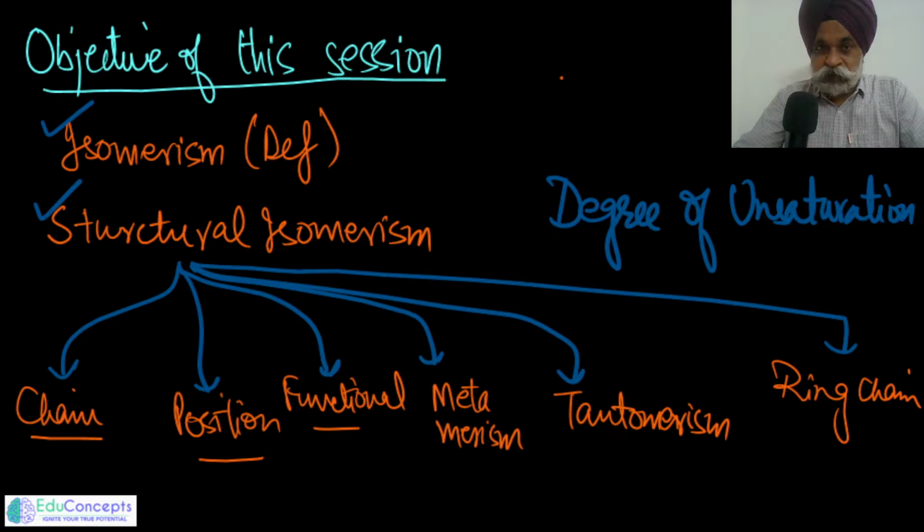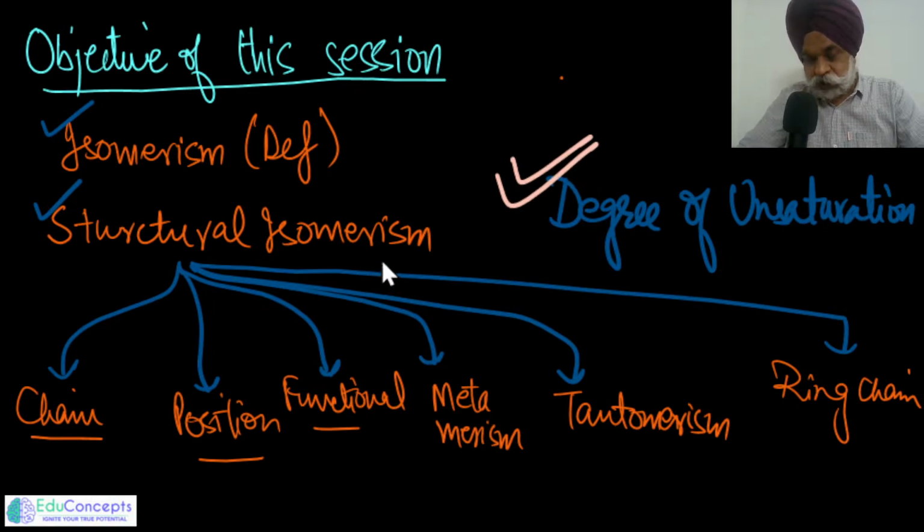As I said in the previous session as well, before we go into the discussion of structural isomerism, I want you to understand the topic of degree of unsaturation, because this is very, very important. With the understanding of this particular topic, you are able to understand how the different number of structural isomers would be created and how they then get classified into different categories.